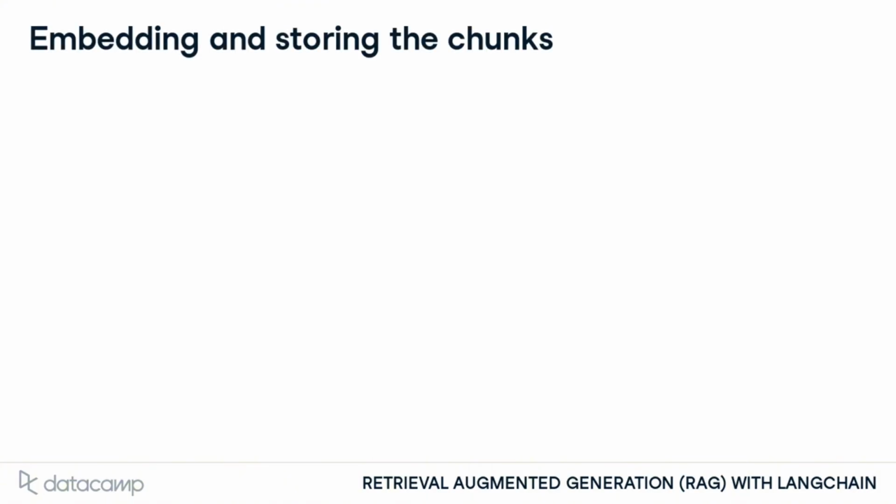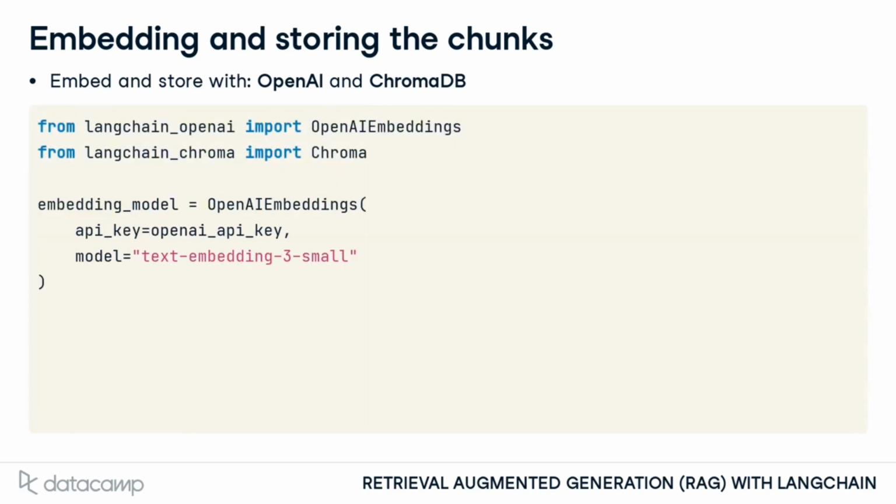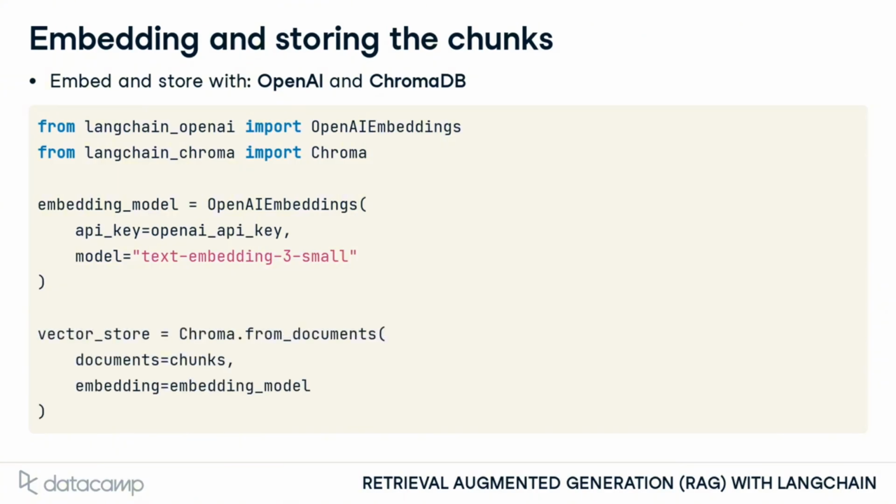We'll use an embedding model from OpenAI and store the vectors in a Chroma vector database. Let's start by initializing the model. Then, to embed and store the chunks in one operation, we'll call the .fromDocuments method on the Chroma class, passing the chunks and model. Note that if we were embedding string chunks, we'd use the .fromText method instead.